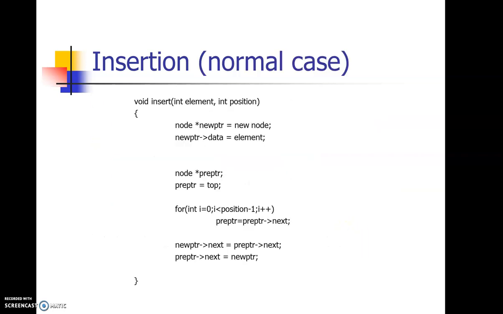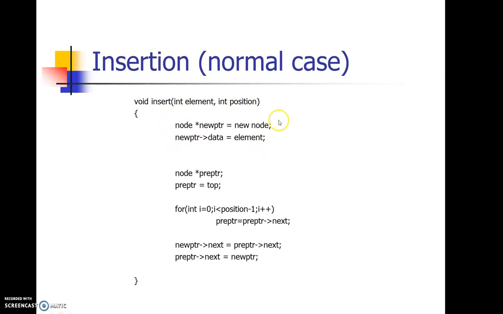Now, let's take a look at the code. This is again the code for the general case. So let's try to look at this line by line and try to understand what this code is trying to do. For the insert operation, like I mentioned, it takes two parameters. One is the element, which is the value that you want to insert, and the other is the position, indicating what is the element that you want to insert after.